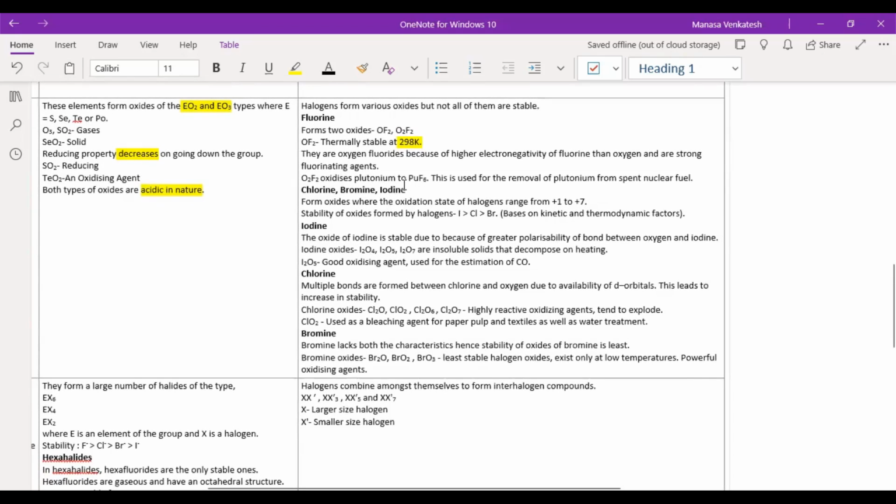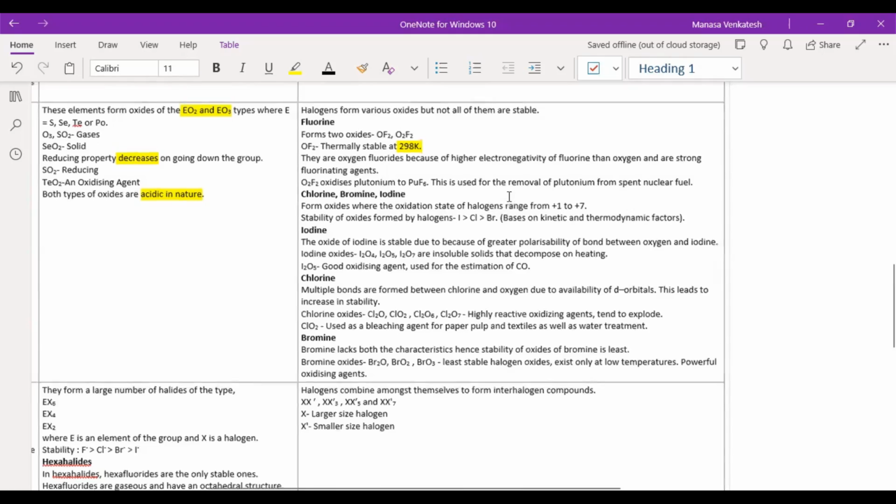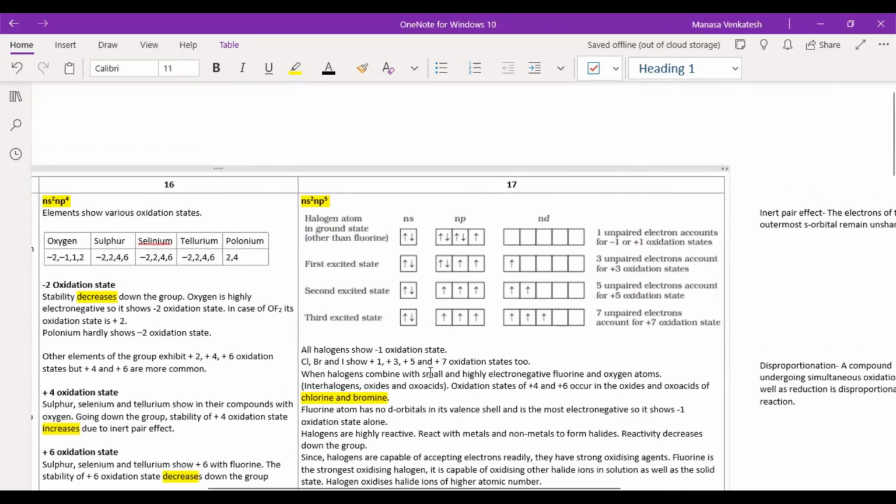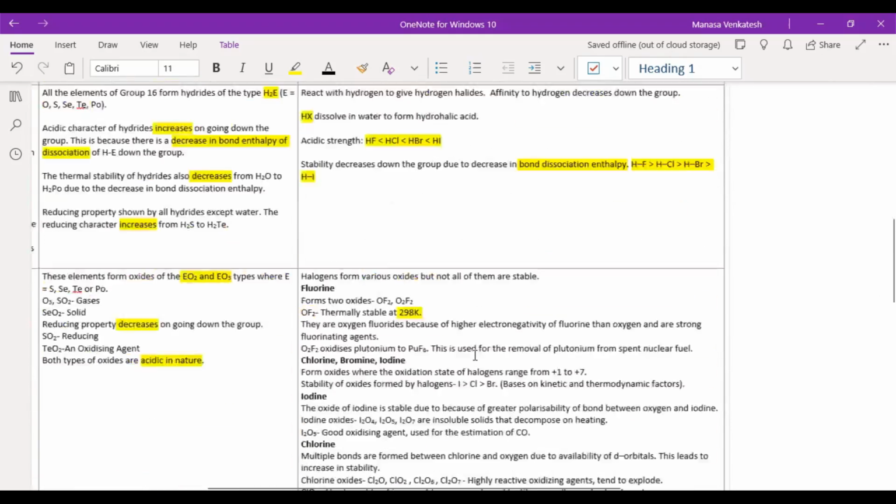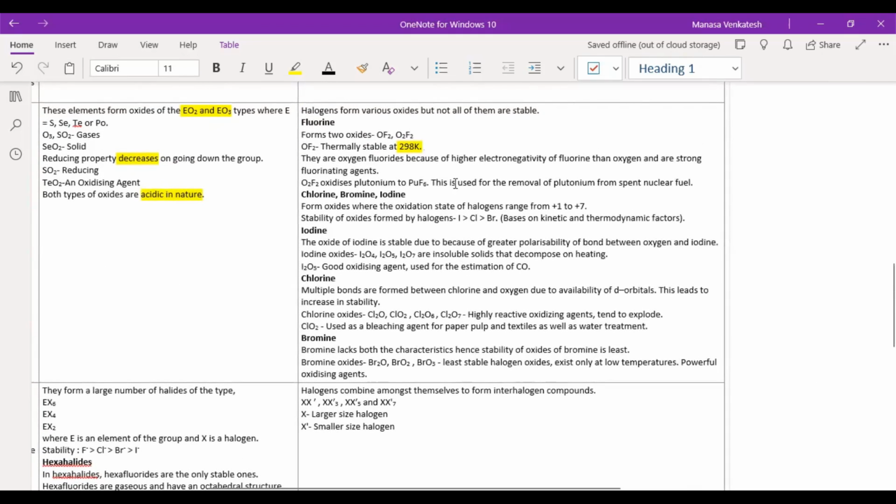Next, chlorine, bromine, and iodine. As we know, their oxidation states can range from +1 to +7. Remember. Because of that, they form various oxides, and in terms of stability, iodine oxides are more stable than chlorine oxides, which are more stable than bromine oxides. And this is based on certain kinetic and thermodynamic factors.